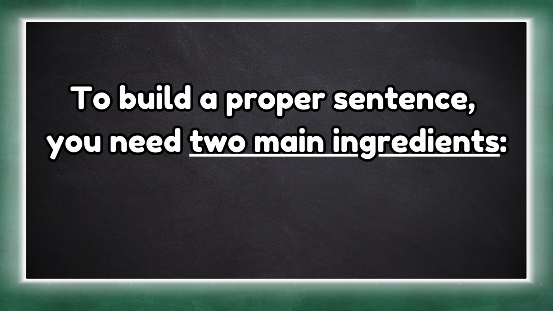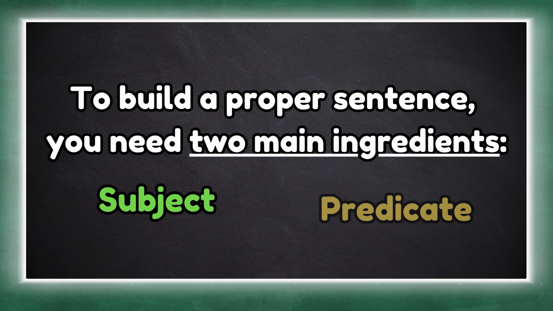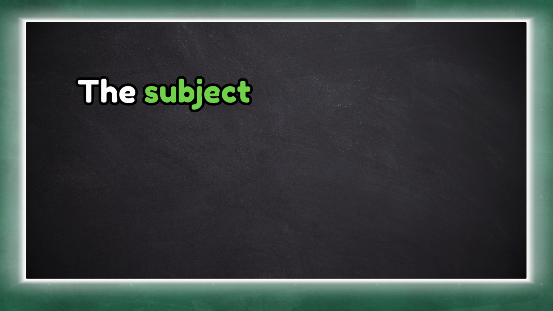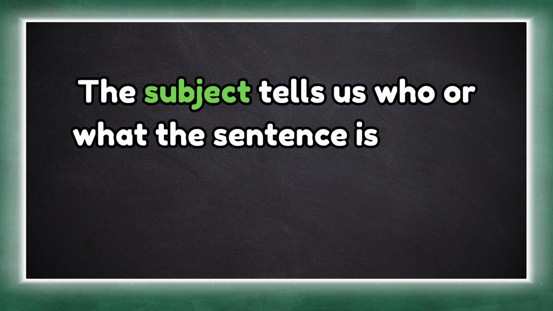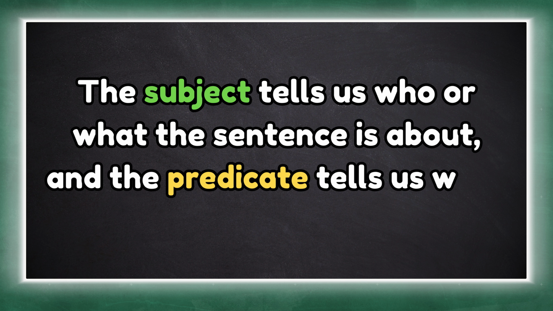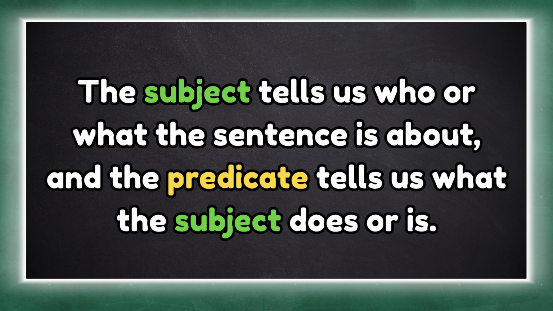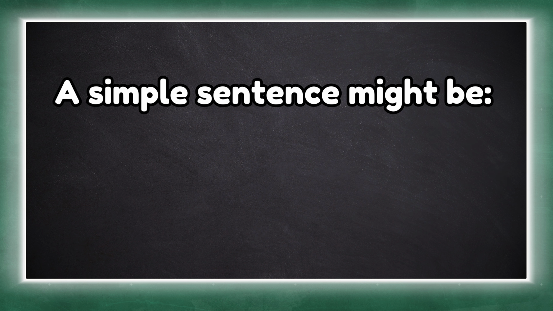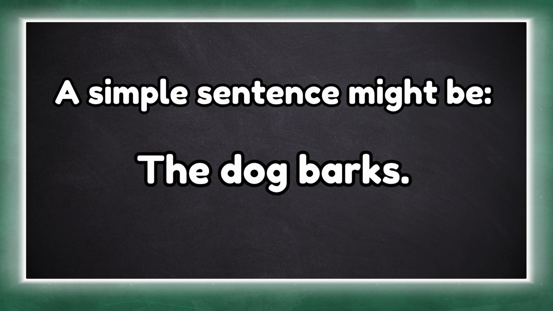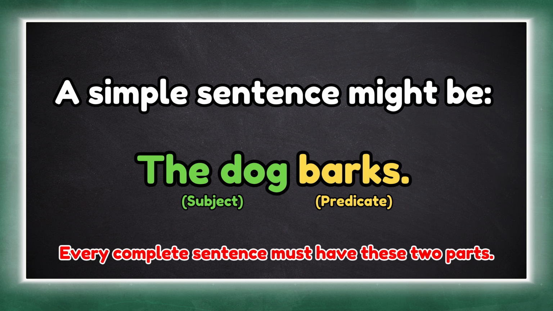To build a proper sentence, you need two main ingredients, a subject and a predicate. The subject tells us who or what the sentence is about, and the predicate tells us what the subject does or is. A simple sentence might be, "The dog barks." Here, the dog is the subject, and barks is the predicate or the action. Every complete sentence must have these two parts.